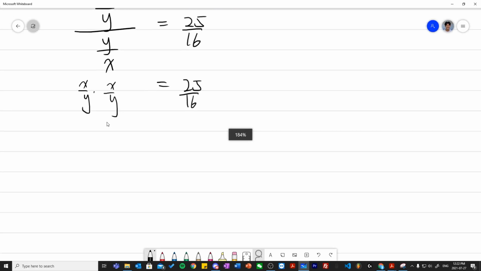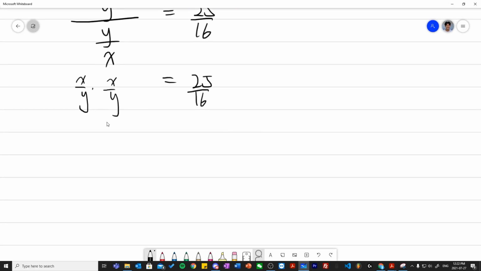2x over 2y. Oh, but this is multiplication. When you have 2x over 2y, that's not saying x plus x over y plus y, because we're actually dealing with multiplication. Are you guys familiar with exponents? Yes, x over y to the power of 2. You're talking about this, right? Equaling 25 over 16.